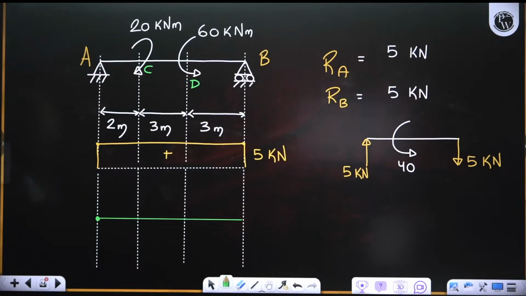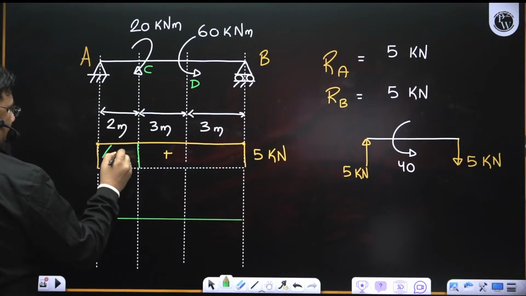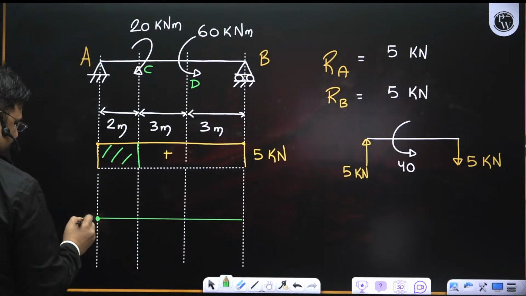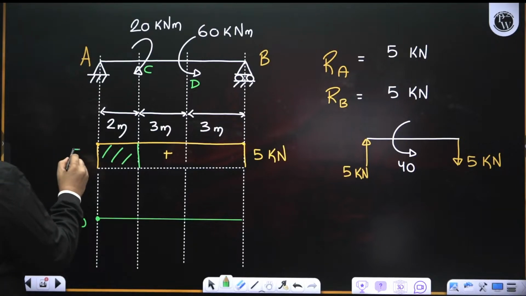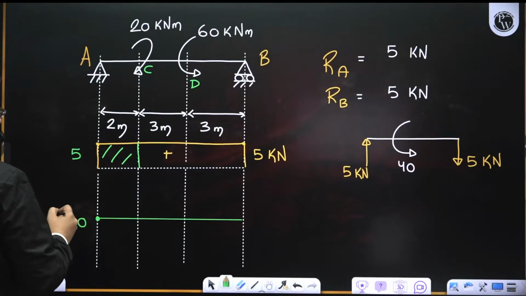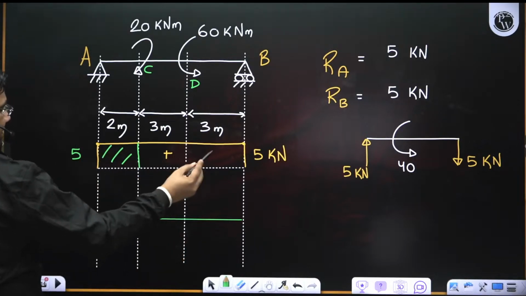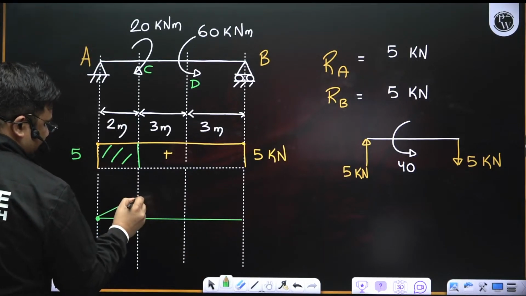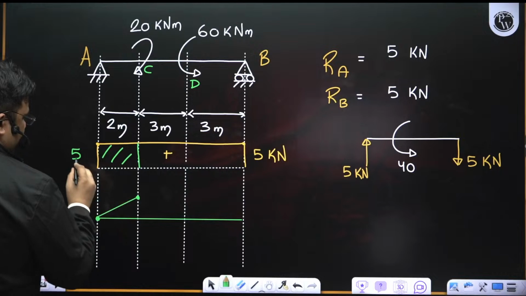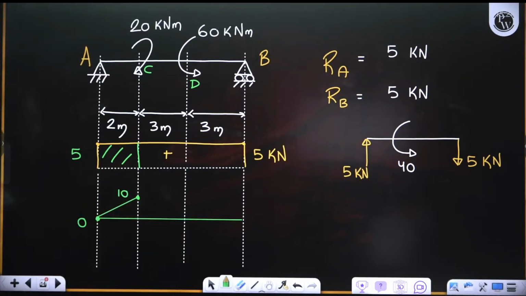How can we find out bending moment? I can take this area and add it to the previous bending moment. Here it is 5, so 5 into 2 is 10. Here it is 0, so I will add 10 to this. And here shear force is constant, so bending moment has to be linear. So here it will be 5 into 2, 10. 0 plus 10 is 10, right?